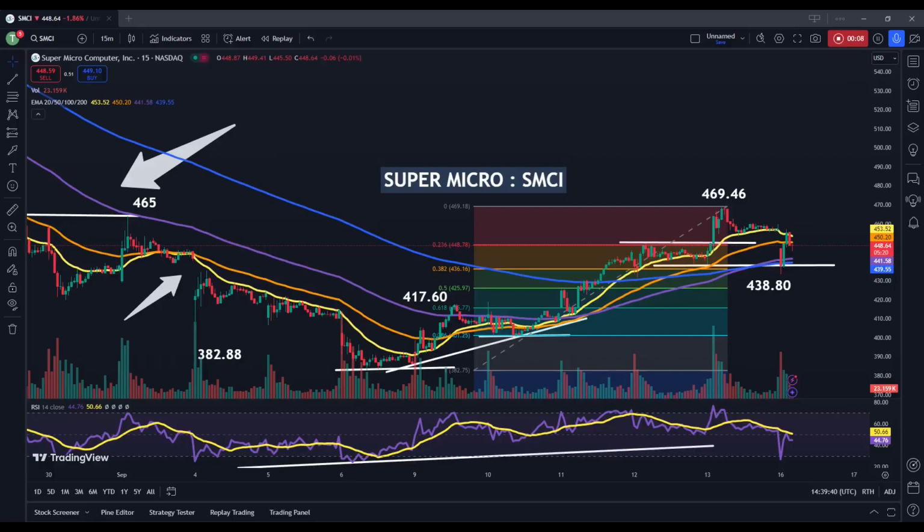Here we have the current stock market analysis for Super Microcomputer Incorporated, stock ticker SMCI.